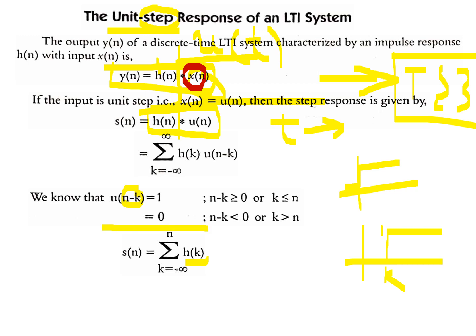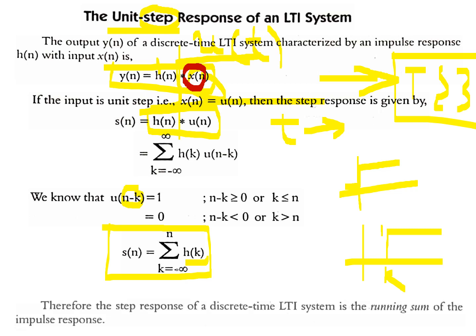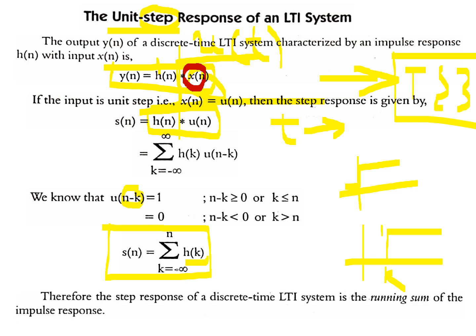Therefore, the step response is called the running sum. I should find the sum of h of k from minus infinity up to n. Wherever I want s at any n, I should only run h of k up to n. Then I'll get the step response. If I have the impulse response, I can get the step response simply by applying this formula. You substitute h of k here and sum up to n, you'll get s of n. Therefore, the step response of a discrete time LTI system is a running sum of the impulse response.